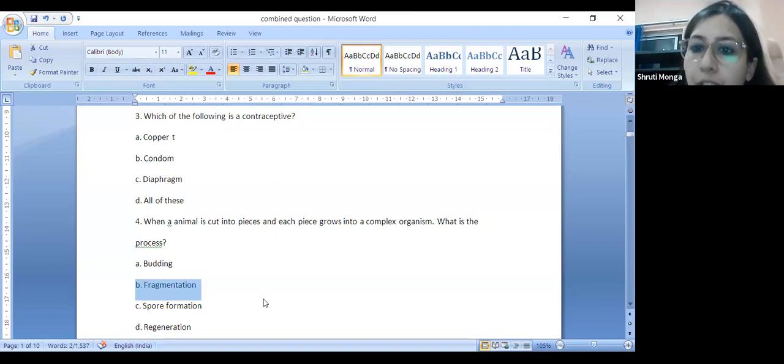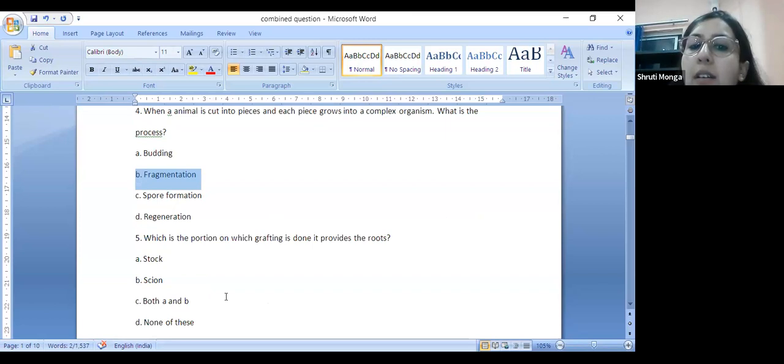Okay, fine. Next, which is the portion on which grafting is done, which provides the roots? You remember in grafting, I told you that there are two parts, stock and scion. The stock is the basal part, which is providing the roots, whereas the scion is the upper part, which is providing the shoots. So the answer would be A, stock.